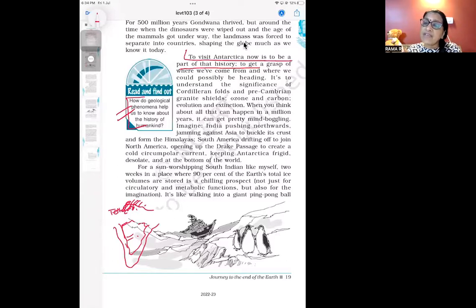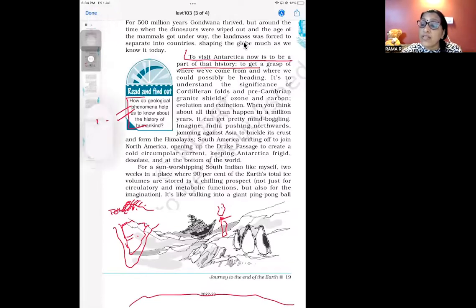हिमालयास के रिवर्स की वजह से आपका नॉर्दर्न प्लेन फॉर्म हुआ था, opening up and then South America drifting off to join North America. अगर आप लेफ्ट में देखते हो तो आपका नॉर्थ अमेरिका ऊपर है, बीच में ये जो ड्रेक पैसेज है, to create a cold circumpolar current keeping Antarctica frigid, desolate and at the bottom of the world. और Antarctica आपका नीचे.